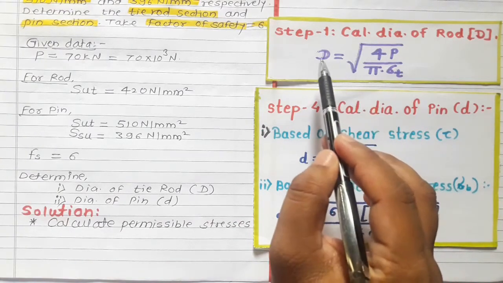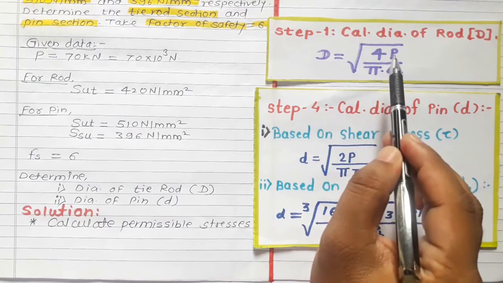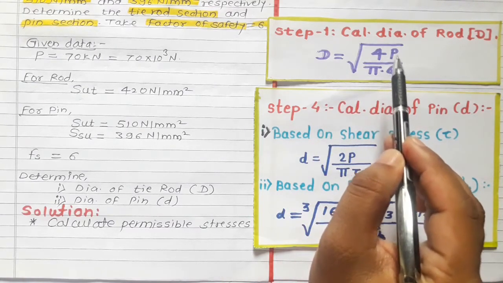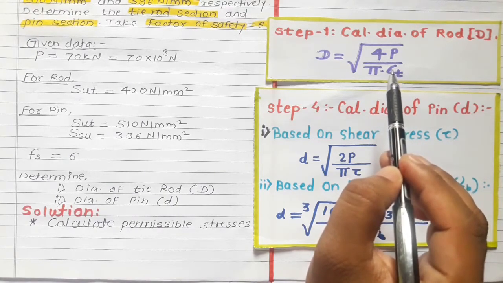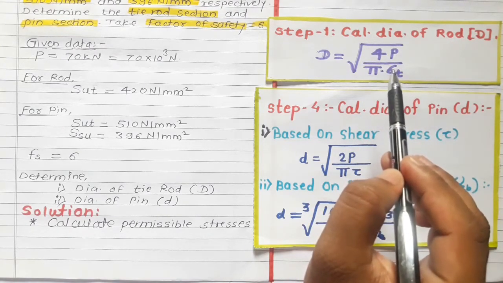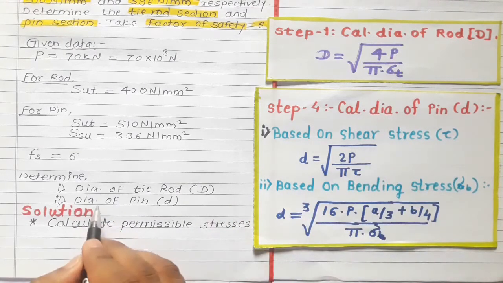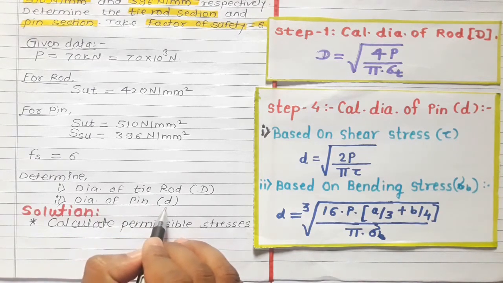And this is the equation to find out the diameter of this rod. In this equation, P is nothing but the applied force in Newton, and sigma t is the permissible tensile stress. So in order to find out the diameter of the rod, we require only the permissible tensile stress. Now the second parameter that we have to determine is the diameter of pin, that is small d.